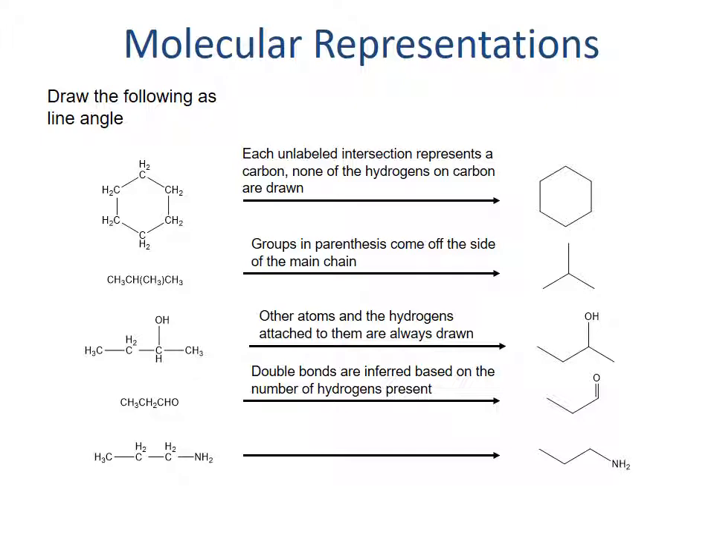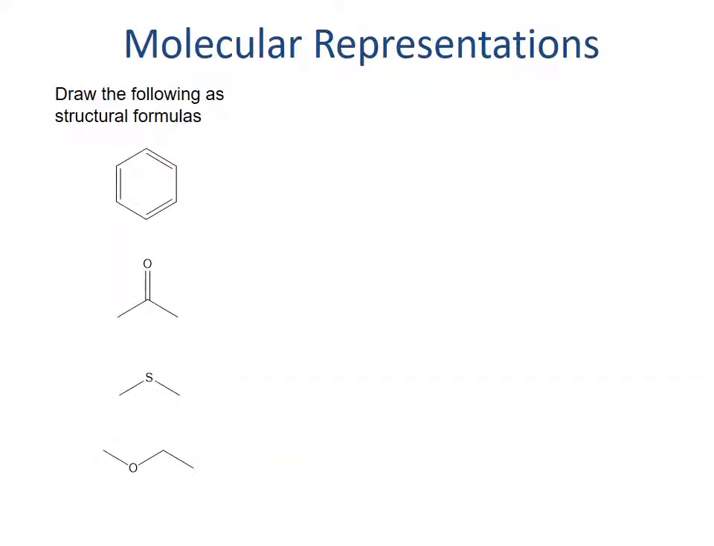The final molecule, we have 3 carbons in a row, and then the very last bond is to a nitrogen, and the hydrogens are still shown. We can also go the other way. So we can take a line angle structure and we can draw it as a condensed structural formula. Those are the ones with all the hydrogens shown, but grouped onto the carbons. So pause, make a best attempt at drawing each of the following as condensed structural formulas, and then advance the video.